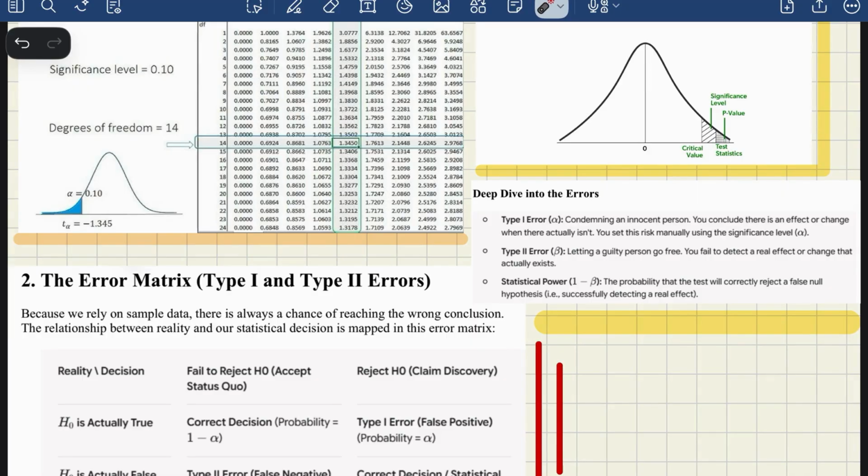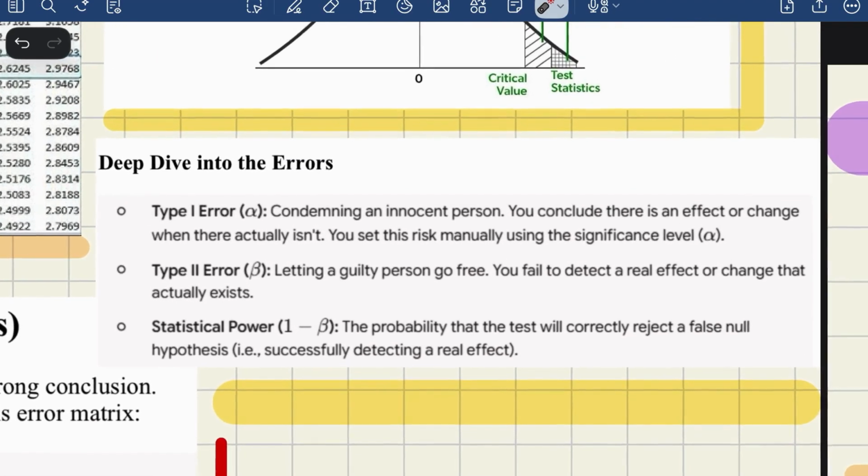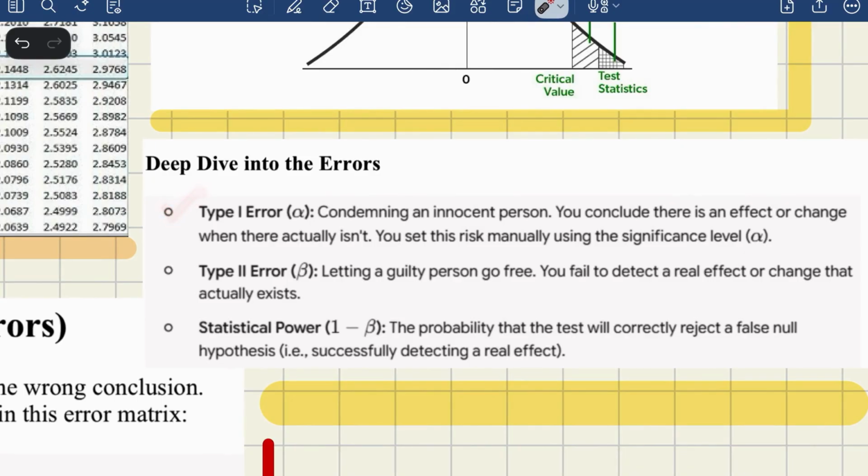So in data terms, your test missed the real trend or an improved business opportunity because the sample size might have been too small or the data might have been too noisy. We don't know what the reason is, but you actually missed the opportunity. That is the type 2 error. If we dive deeper into the errors, in type 1 error we are condemning the innocent person, and in type 2 error we are letting the guilty person go free.